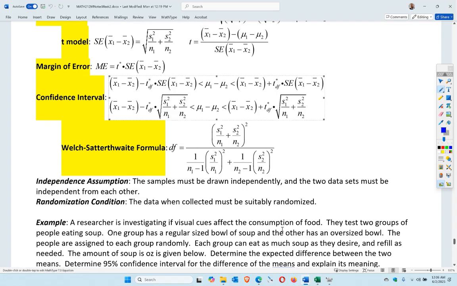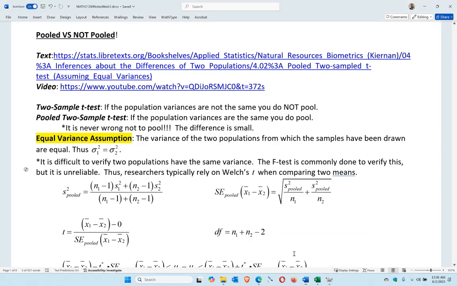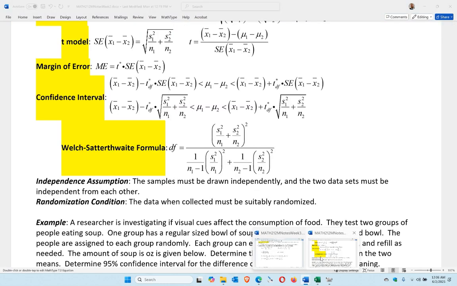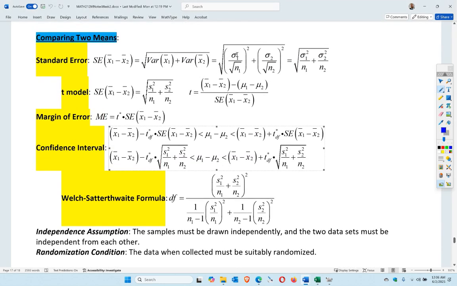So if you look at these formulas versus the formulas in these notes, they look very similar, except these standard deviations right here are pooled, right? And last week, these were not pooled. They were just the 1 and the 2, the different data sets, basically.